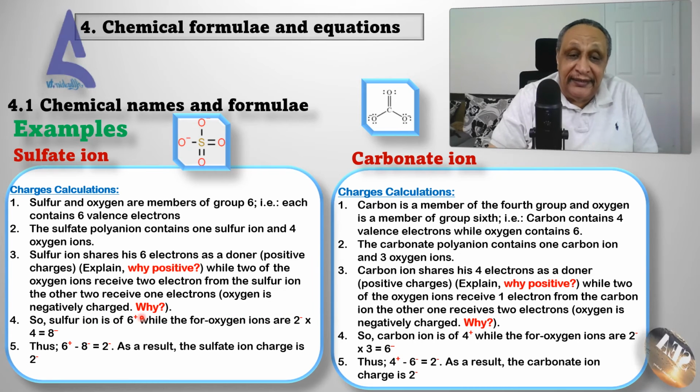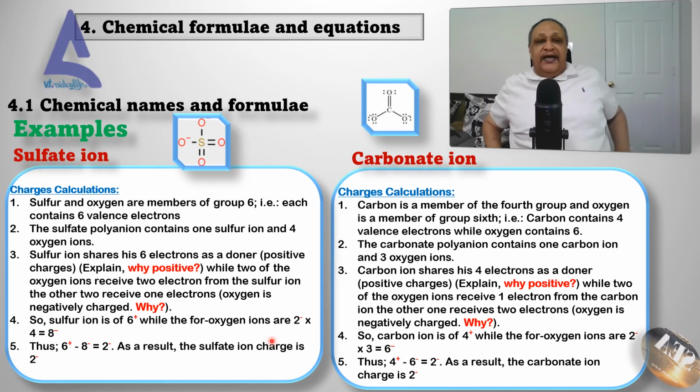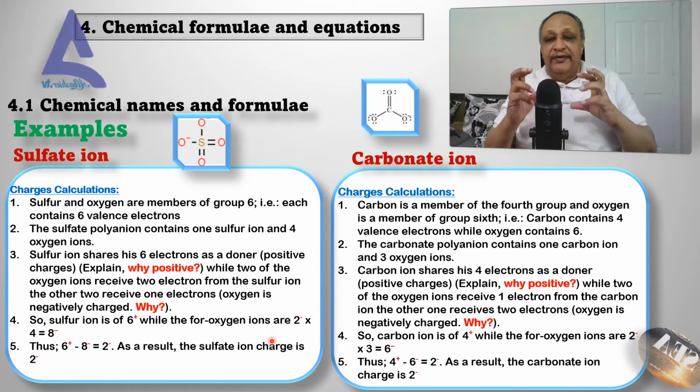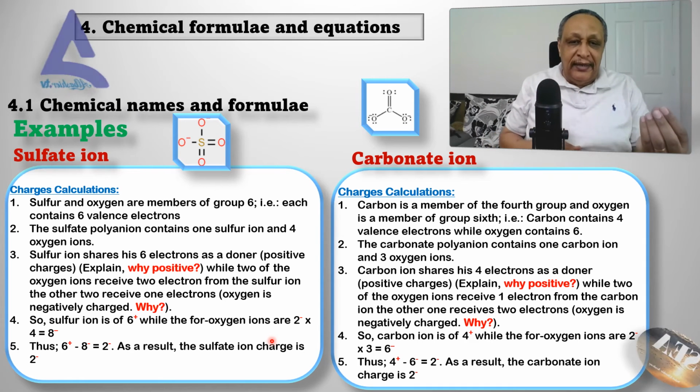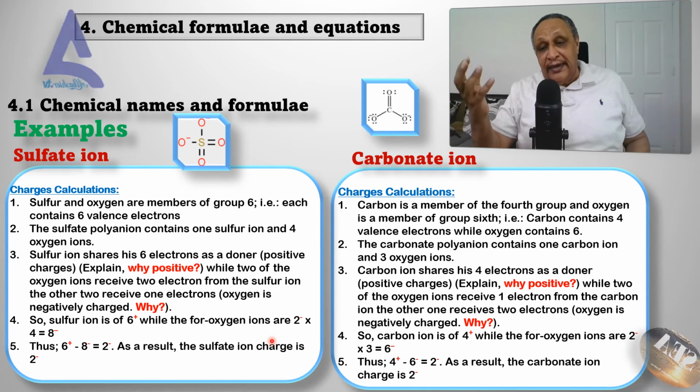Oxygen is negatively charged. Why? Okay, so first I'm going to determine which types of atoms work with this. It is 1 sulfur atom or ion and 4 oxygen ions.